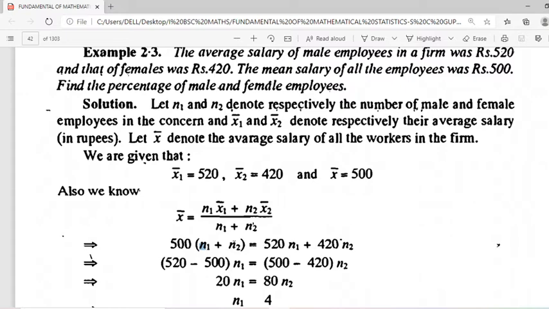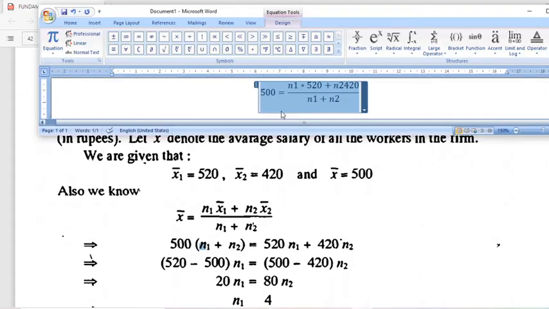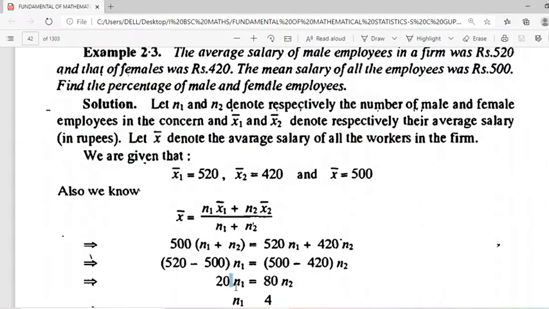That is 500 into N1 plus N2 equal to 500 into N1 plus 520 into N1 plus 420 into N2. So we can simplify. We can move N1 terms to the left side and N2 terms to the right side. Along with N1, on the left side we have 500 and on the right side we have 520. So (520 minus 500) N1 equal to (500 minus 420) N2. That is 20 N1 equal to 80 N2.